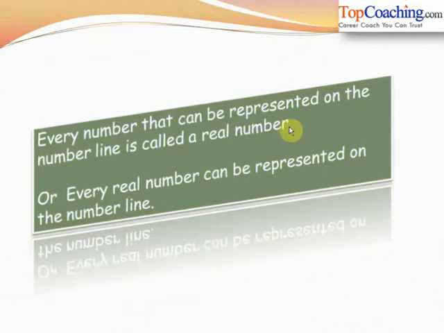Now, we can say that every number that can be represented on the number line is called a real number. Every number that you can think of and that which could be represented on the number line is called a real number. Or in other words, we can say that every real number can be represented on the number line. So, all the real numbers can be represented on the number line, or every number that could be represented on the number line is a real number.